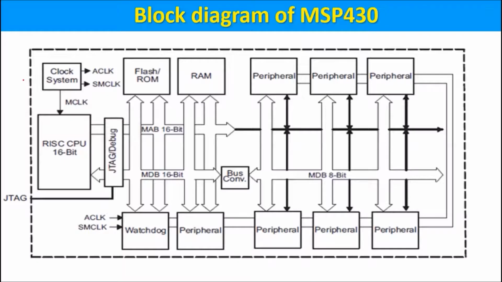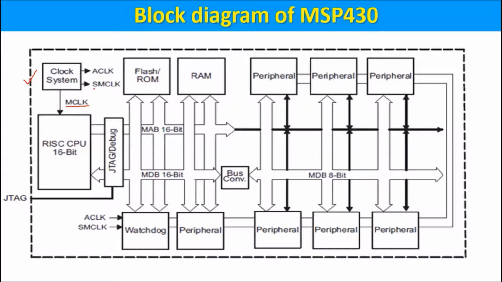This is the clock system block. Clock system block generates three types of clock signal. Here you can see, the first clock is MCLK, which is the master clock signal. And this is the highest clock generated by this clock system. So this clock is connected to CPU. So CPU operates on this highest clock signal.